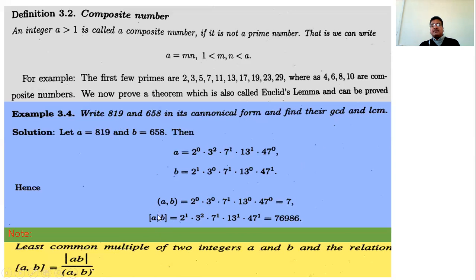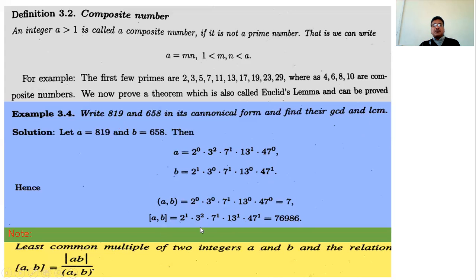And then the LCM. What is the LCM of these two numbers? So write the common factors first and then the uncommon factors. What are the uncommon? 2 raised to 1 is uncommon, 3 raised to 2 is uncommon, 7 is common, so write 7 only one time. Take the common factor a single time. Then 13 raised to 1 is uncommon, and 47 raised to 1 is uncommon. So the multiplication of all these numbers is the LCM of the two numbers a and b, and this is the notation.